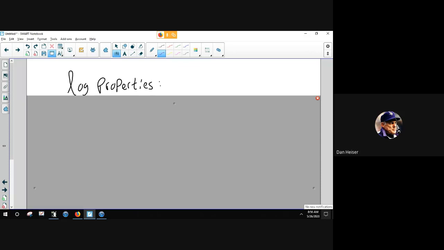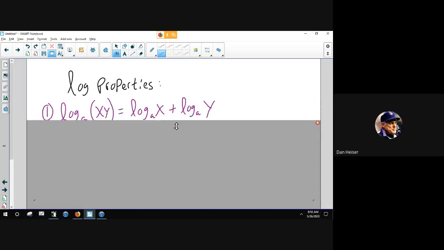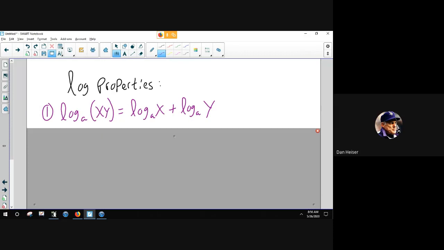Back in Algebra 2, you learned some log properties. We're going to do a little refresher on those. Here's the first one. We sometimes call this the log addition or the log sum property. So we have a log of some base of this product, which is equal to the sum of the individual logarithms.